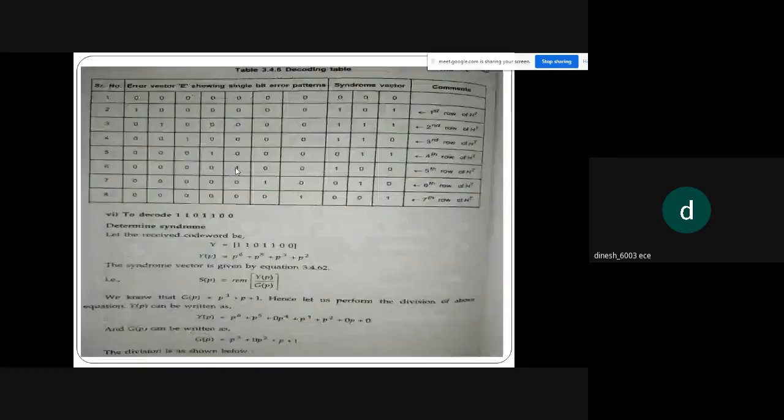Now for this syndrome 101, we should see where it occurs. This 101 of the syndrome vector occurs in the first row of H transpose. So it indicates that the first bit is in error. Hence the error vector will be 1 0 0 0 0 0 0. Since the first bit is in error, that bit is written as 1, remaining all zeros.